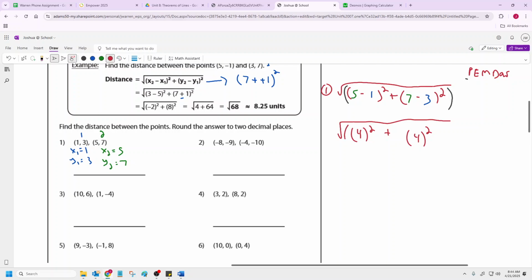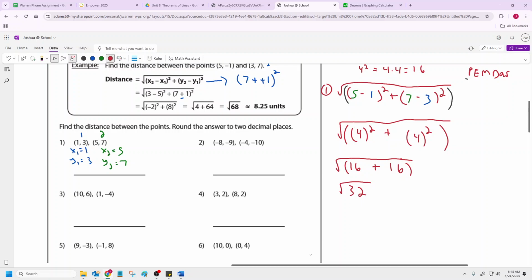Now, again, remember there's a super parentheses here, so I'm going to look inside. Any math I can do inside this super parentheses, I will. I have 4 squared, and I have 4 squared. 4 squared is 16. For those who don't know, 4 squared is 4 times 4, and that gives you 16. So we have 16 plus 16. Now we're going to add this together. 16 plus 16 is the square root of 32.